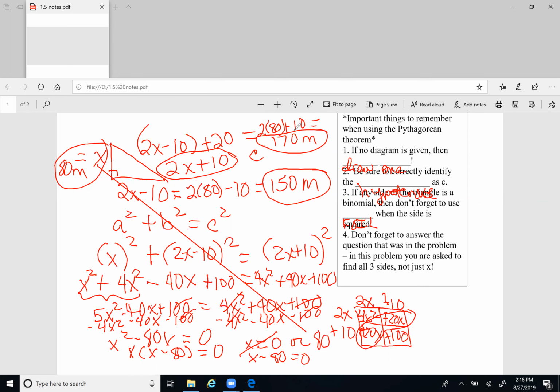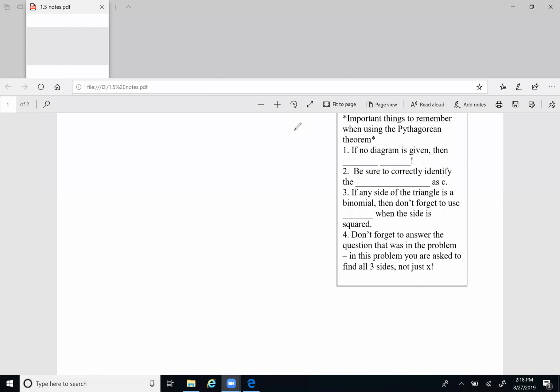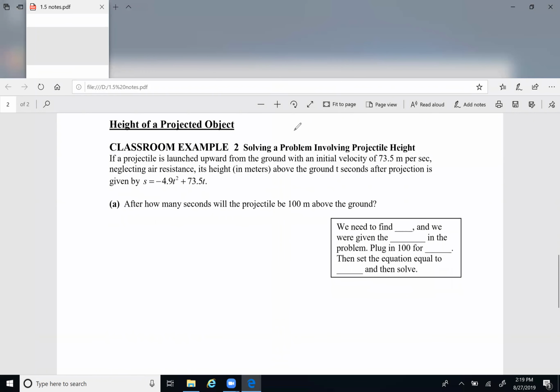Okay, we have one more example we're going to look at. So let me come up to height of a projected object. Projectile motion questions are very common in algebra, and we're going to see this example, or examples like this one, come up frequently. So this involves some kind of projectile, maybe a rocket, being launched upward from the ground with an initial velocity of 73.5 meters per second. We're going to ignore air resistance. That would be a force that would work on the object. So we're going to say, neglecting air resistance, the height of the object in meters above the ground, t seconds after projection, is given by this equation right here.